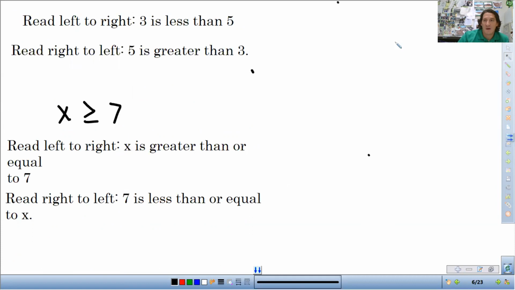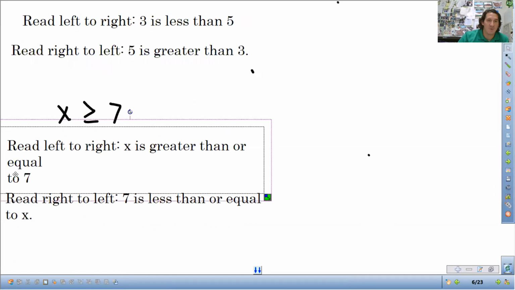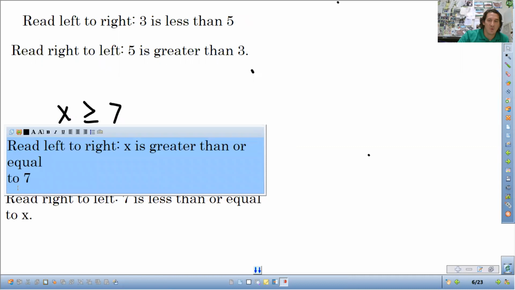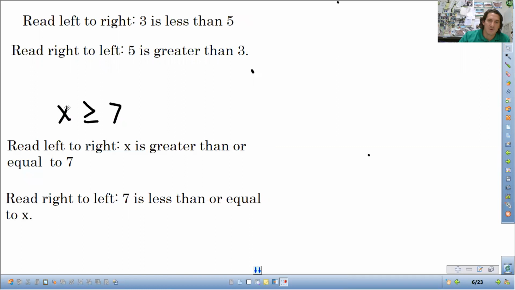All right, and then next, when we have a variable, it's the same thing. The symbol still opens up towards the larger value. So this is telling us that x is bigger than or equal to 7. You can read it as x is greater than or equal to 7 this way, or starting with the 7, you can read it as 7 is less than or equal to x. It doesn't matter how you think of it, you just need to remember the symbol opens up towards the larger value, and that's going to help you with the graphing portion.